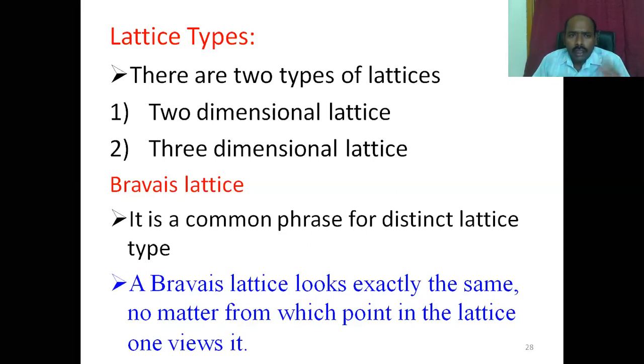In that case, twofold, threefold, fourfold, and sixfold axes exist, but not fivefold. Fivefold axes do not exist, and greater than sixfold also. Sevenfold, eightfold, ninefold, and such axes also do not exist. Only twofold, threefold, fourfold, and sixfold.